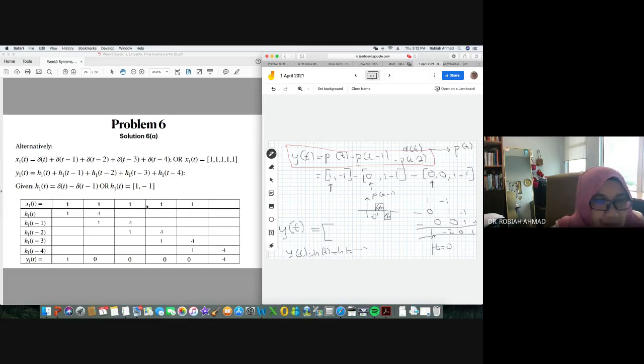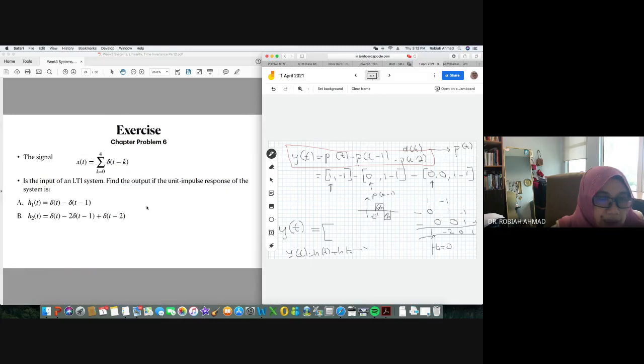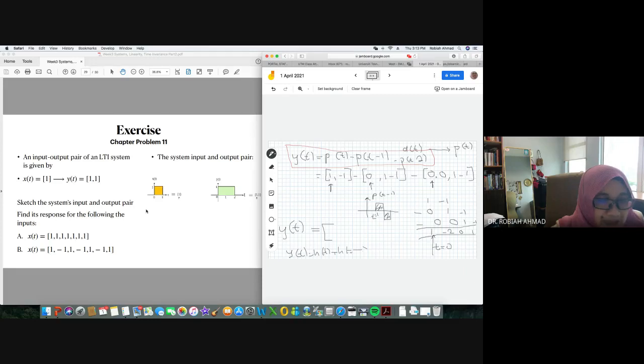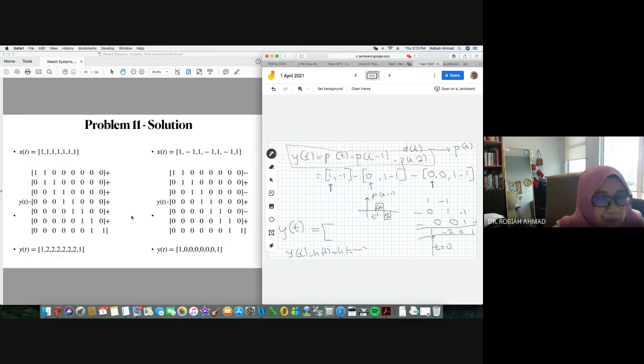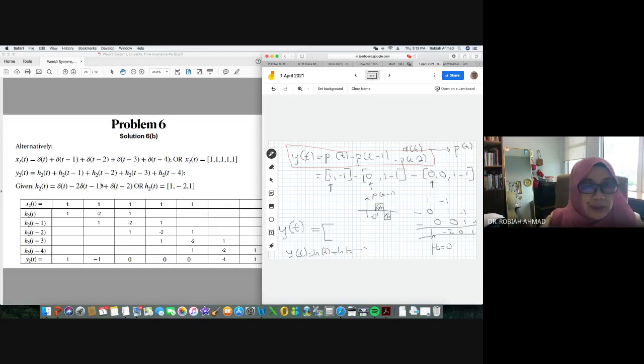And then okay, so please try for 6B, and then another example yang saya tunjuk di sini adalah on chapter 11, tapi chapter 11 ni the way kita tackle dia adalah dalam bentuk matrix. Also the same concept. Okay, so I will explain later lah, especially the last one tu on Monday, because Monday tu kalau boleh kita terus masuk chapter 4 on superposition and convolution.